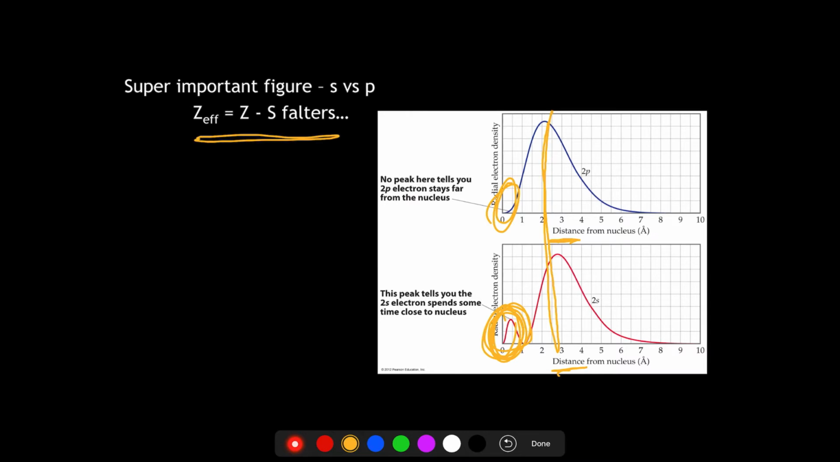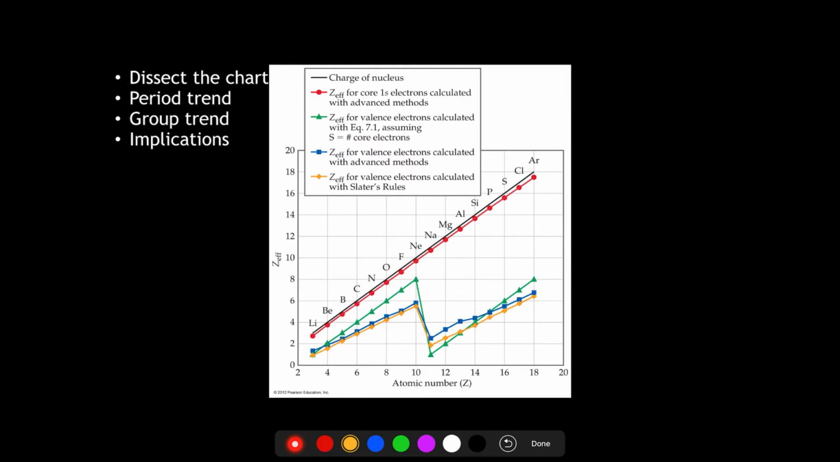Okay. Moving along. So here, this chart is just super important because it gives us a few things to discuss. So let's look at our chart. So here we have Z effective, and down here we have atomic number for periods 2 and 3. So if we go ahead and look at our lines, this black line is what?